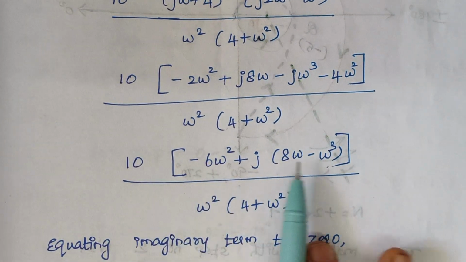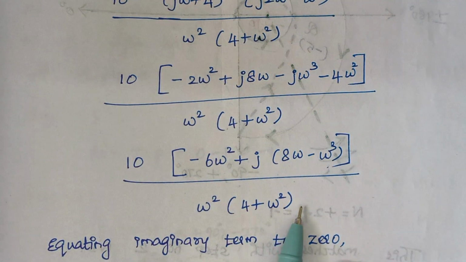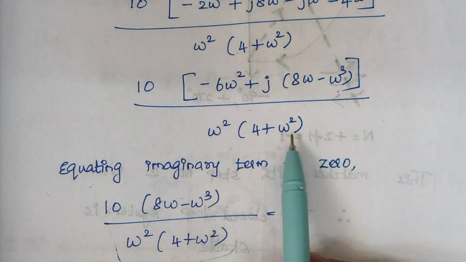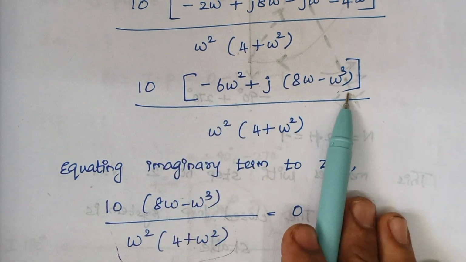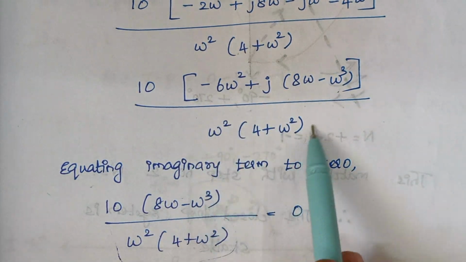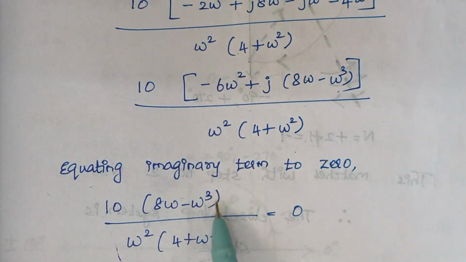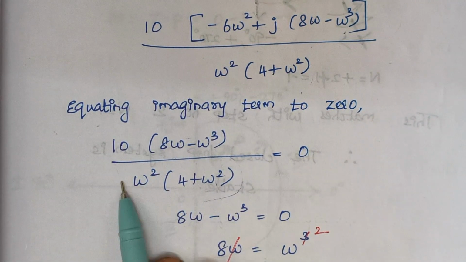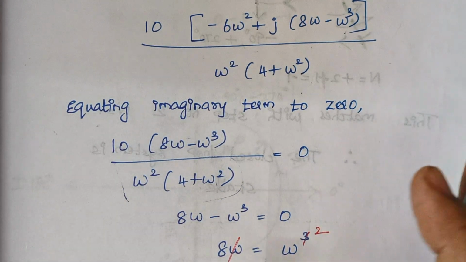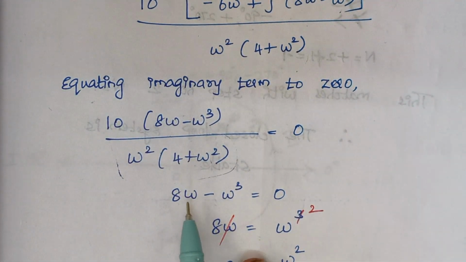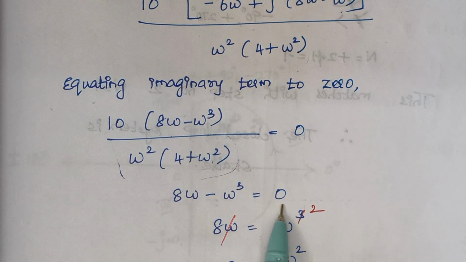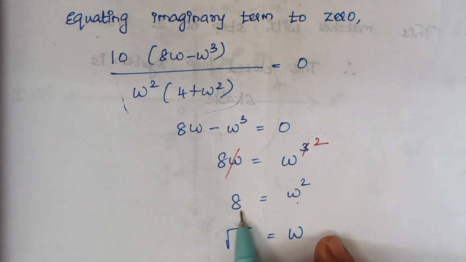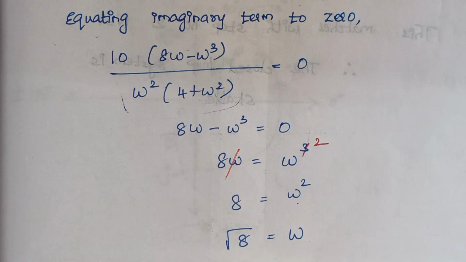After separating real and imaginary terms, the next step is we have to equate the imaginary term to 0. So when you equate this imaginary term, here 10 is common for both, right? So 10 into this term. This is our imaginary part. So equate those terms to 0. Here when you move this term to the right hand side, 0 multiplied by anything is again 0. So finally we will be having 8 omega minus omega cube equal to 0. Once you solve this, we are having the value of omega square as 8, or omega is equal to square root of 8.